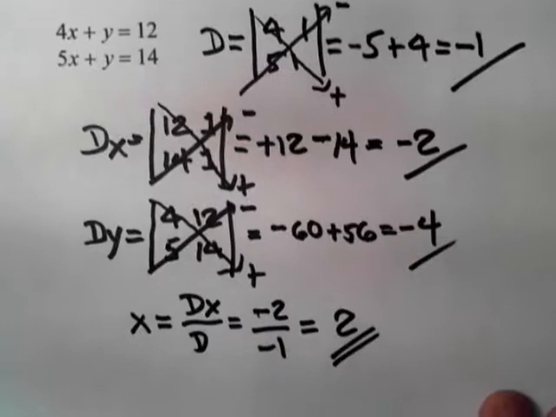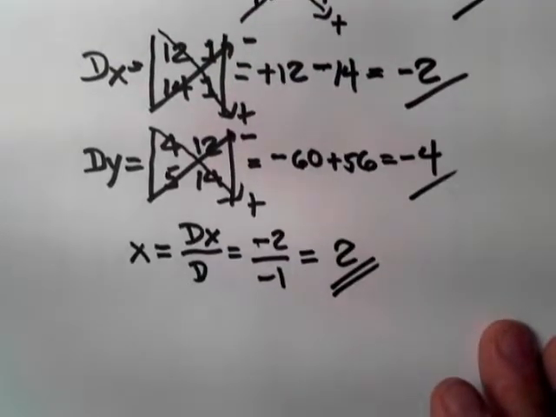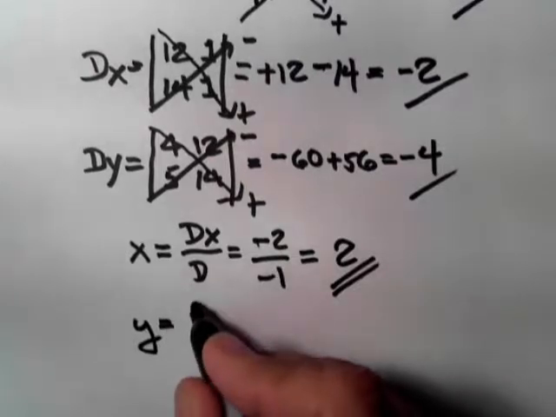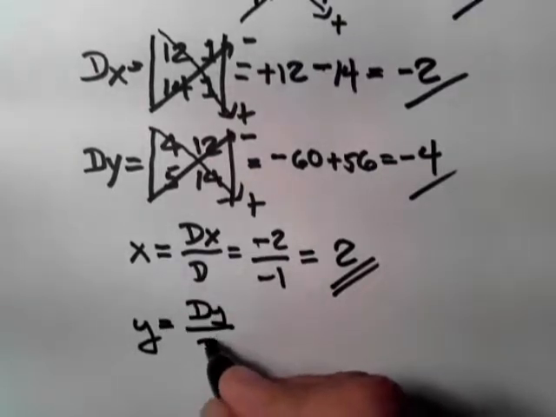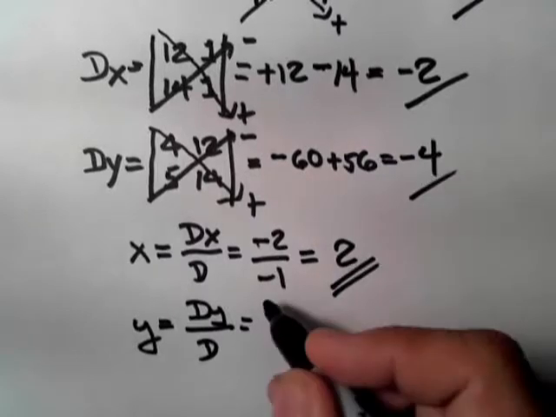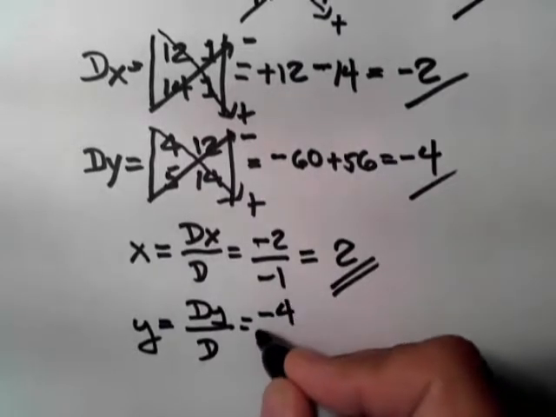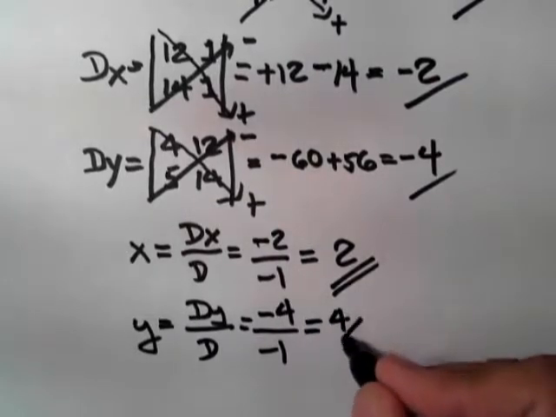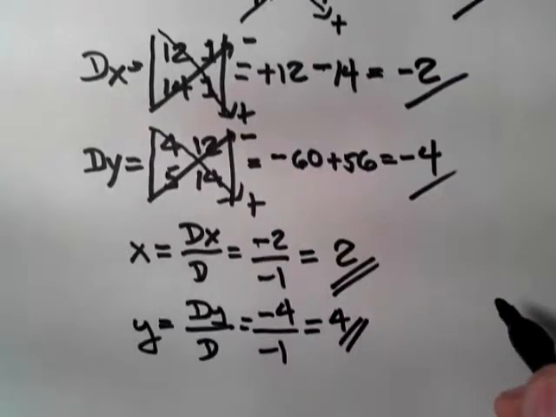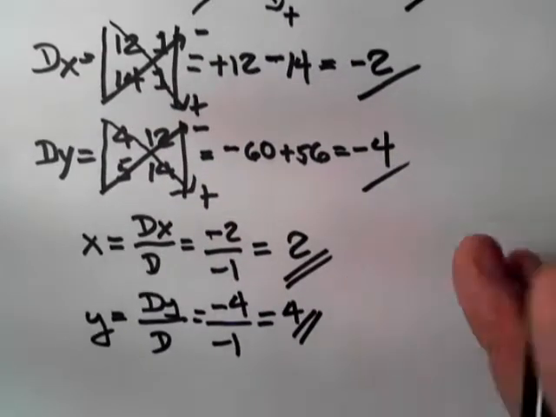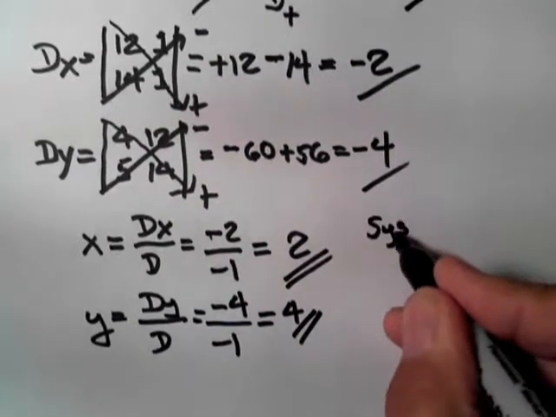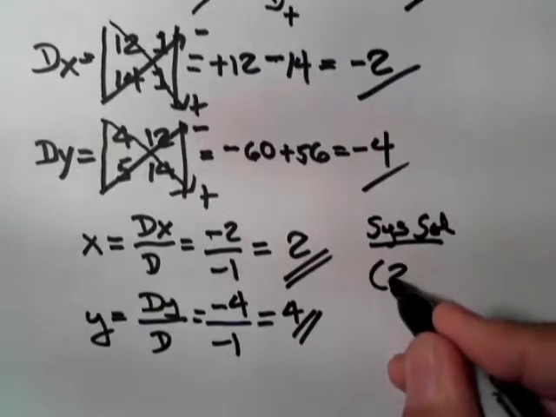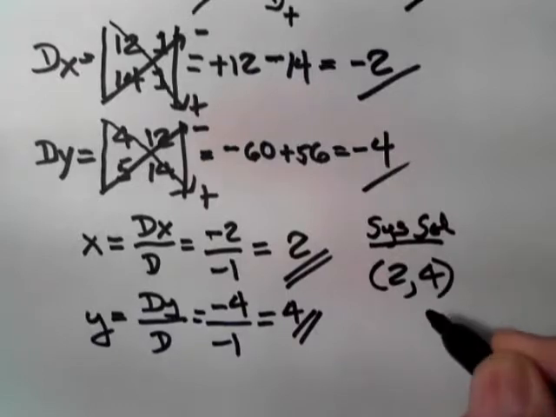Now, the y solution works the same way, but with the d of y. Y equals d of y divided by d. Well, we got d of y equal to negative 4. The d, of course, is negative 1. So y equals 4. So there we go. We got the system solution here. The x value is 2, and the y value is 4.